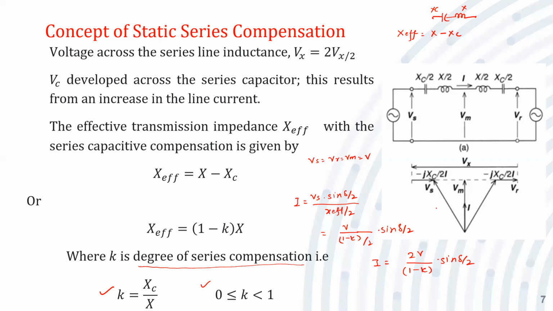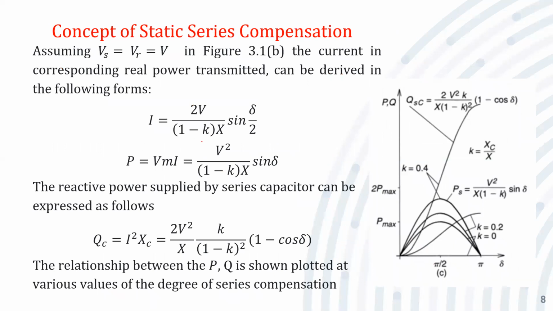Okay. Now, what is the power? Up to half of the portion, P is equal to voltage Vm into I, and Vm can be replaced simply by V. So the total current I is equal to twice V upon 1 minus K into X, this is the effective reactance, into sine delta by 2. And finally, the power is equal to V square upon 1 minus K into X, sine delta. And the reactive power Qc is equal to I square into Xc. So this equation is for the reactive power and this equation for the active power.